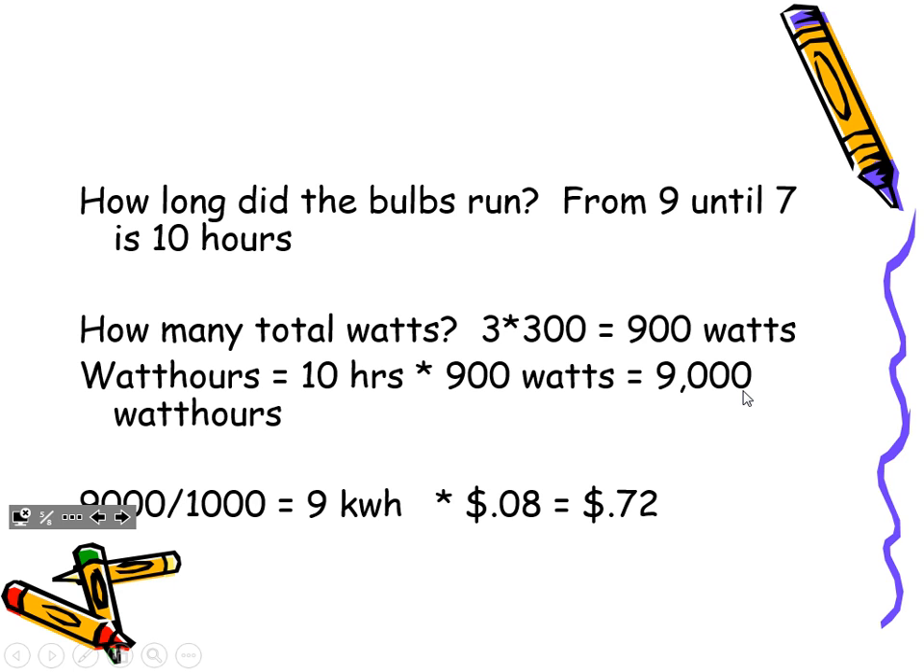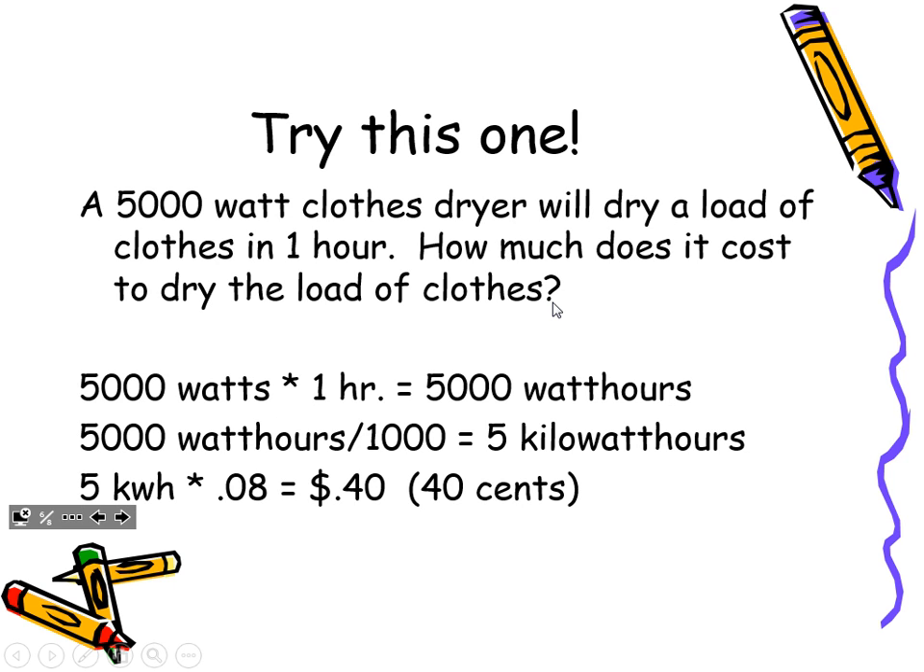We haven't talked about anything else in the house that's on yet. A 5,000 watt clothes dryer. Let's talk about an electric clothes dryer. 5,000 watts, that's your power rating, means that it's going to use 5,000 watts per hour when it's running. So say this clothes dryer will dry a load of clothes in 1 hour. How much does it cost to dry the load of clothes? Well, it's going to take 5,000 watts per hour to dry those clothes in 1 hour. So 5,000 times 1 is 5,000 watt hours.